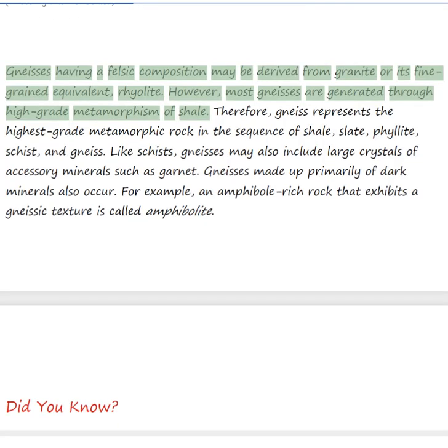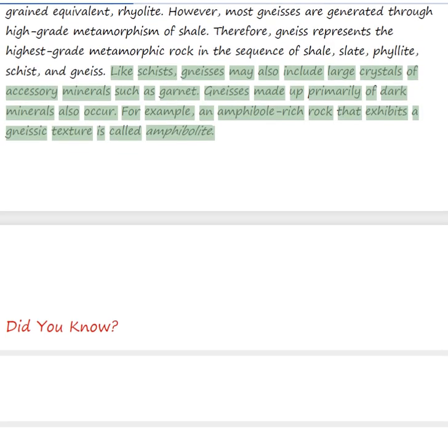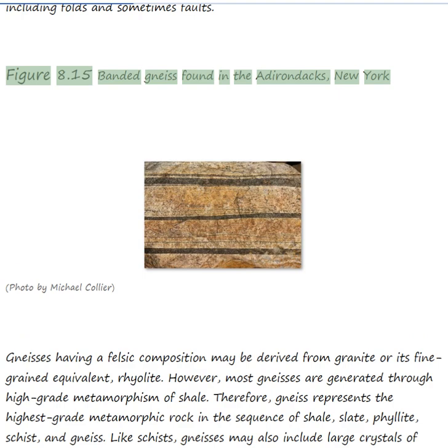Gneisses having a felsic composition may be derived from granite or its fine-grained equivalent, rhyolite. However, most gneisses are generated through high-grade metamorphism of shale. Therefore, gneiss represents the highest-grade metamorphic rock in the sequence of shale, slate, phyllite, schist, and gneiss. Like schists, gneisses may also include large crystals of accessory minerals such as garnet. Gneisses made up primarily of dark minerals also occur. For example, an amphibole-rich rock that exhibits a gneissic texture is called amphibolite. Figure 8.15 Banded gneiss found in the Adirondacks, New York.